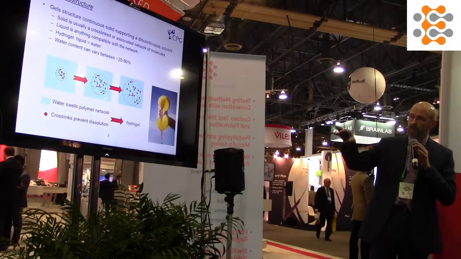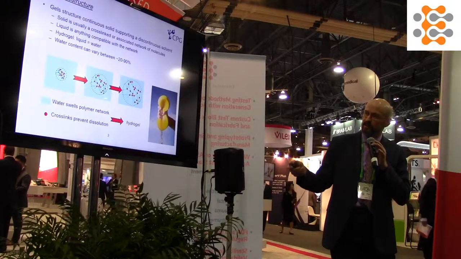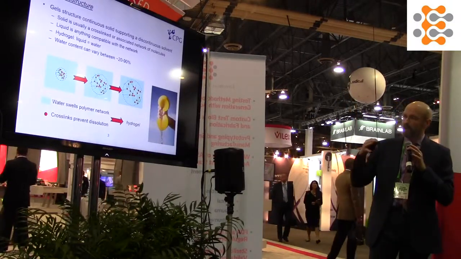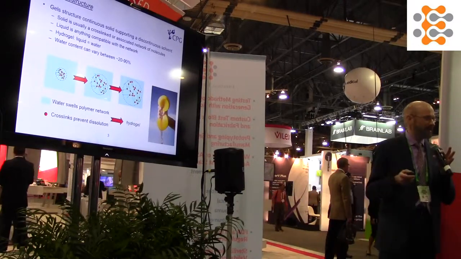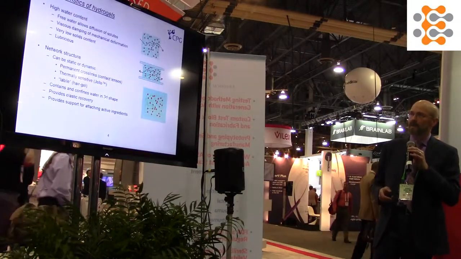The water is trying to swell and dissolve the polymer network, and the physical crosslinks or chemical crosslinks connecting the network keep it from dissolving, allowing it just to swell to a certain degree. And the sponge is the common analogy that folks will use for hydrogels. It's not a bad analogy, actually.